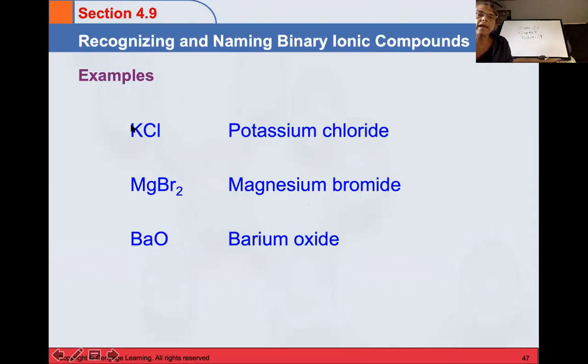You name the cation first, potassium, and you name the anion second, and just remember that anions always end in IDE. So this would be chlorine, but then we would change the end of that to IDE, so chloride. And then for this one, the cation is magnesium, the anion is bromine, but we would change that to IDE, so it would be bromide. This third one, the cation is barium, the anion is oxygen, so we would just change that to oxide.